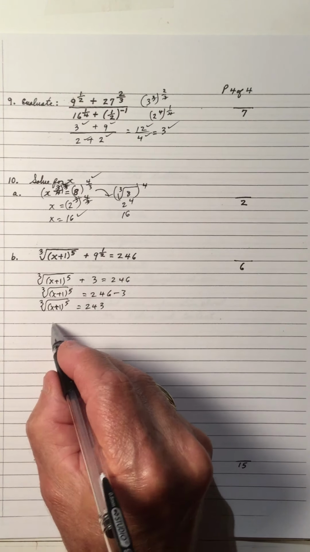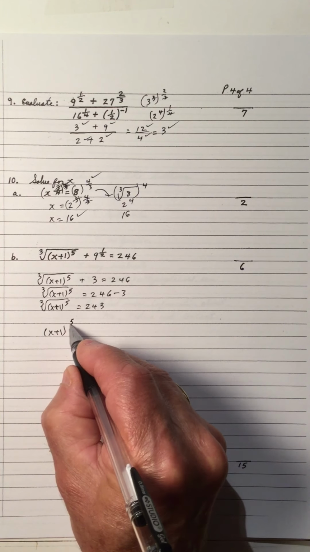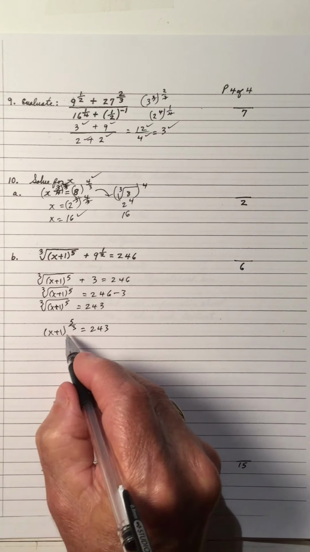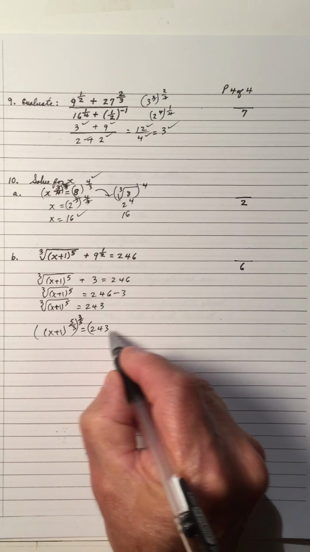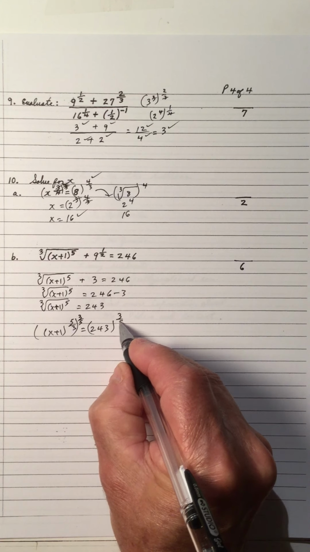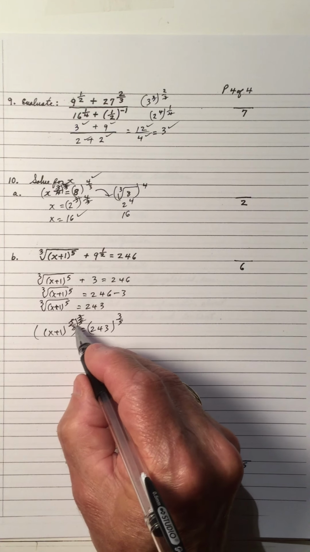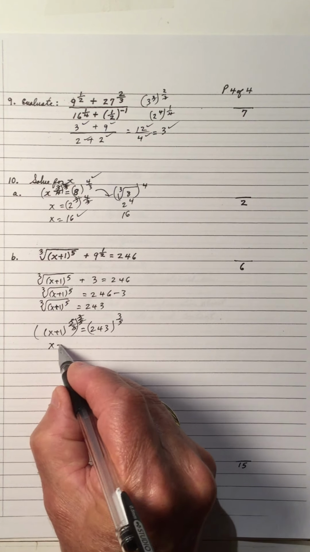Now we change this to an exponential, so this is x plus 1 to the 5 over 3, equals 243. And we do the reciprocal power, which is 3 over 5, on each side. And they cancel out, power over powers, that's 15 over 15, or you cancel the 3's and cancel the 5's, you get x plus 1.